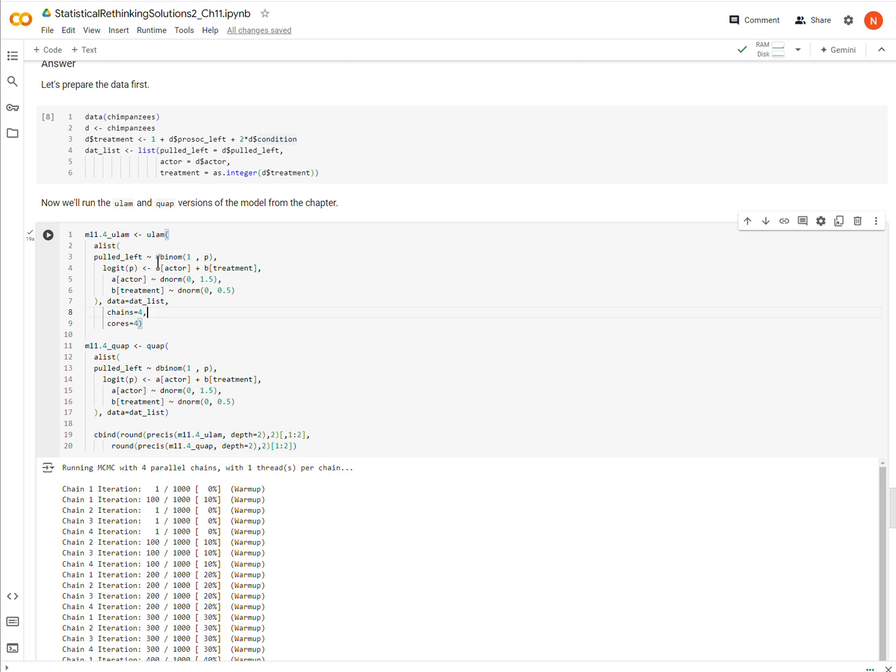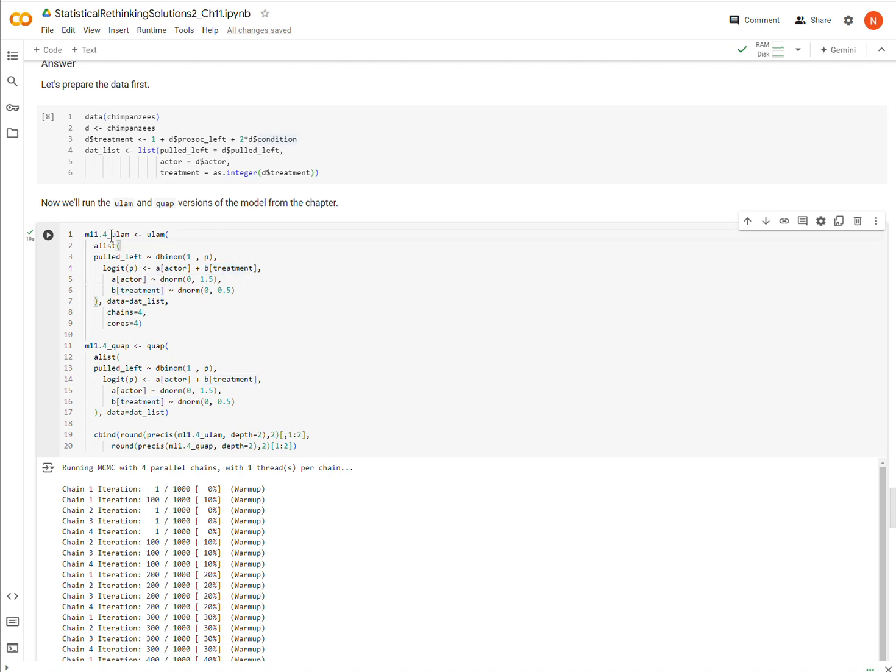And so we are modeling how many times these chimpanzees pulled left. They had two levers, and they either pulled left or not, depending on certain conditions that they were under. And this was modeled as a random effect with actor, as well as treatment, where treatment was the condition in which they had to pull.